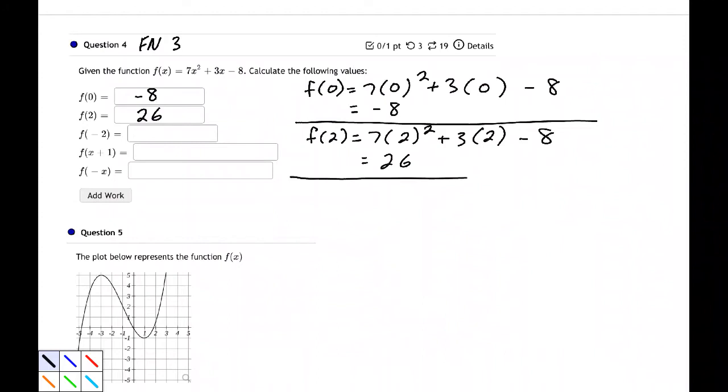Third part of this is find f of negative 2. Following those same steps, I'm going to say 7 parentheses negative 2 close parentheses squared plus 3 open parentheses negative 2 close parentheses minus 8. Now, putting that into a calculator, that is equal to 14. So f of negative 2 equals 14.